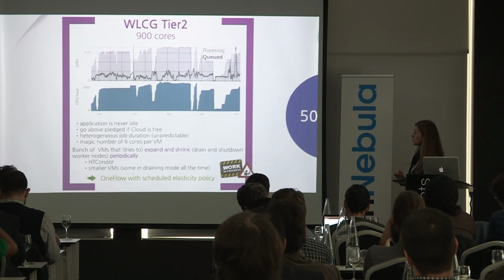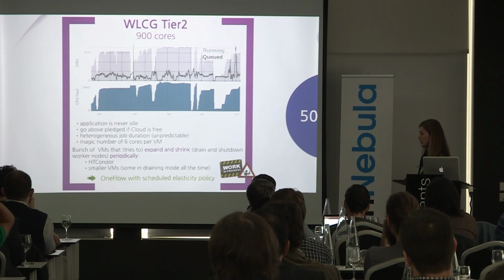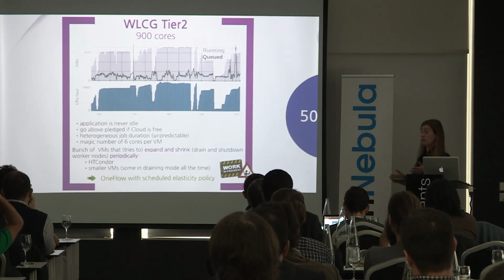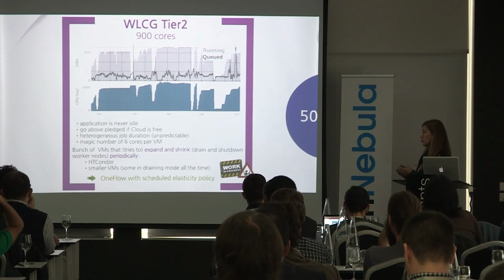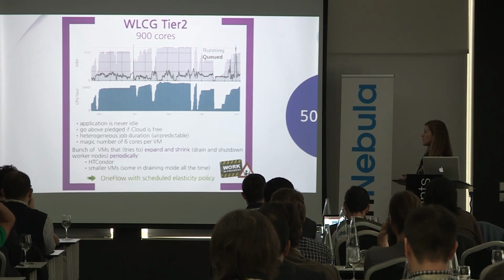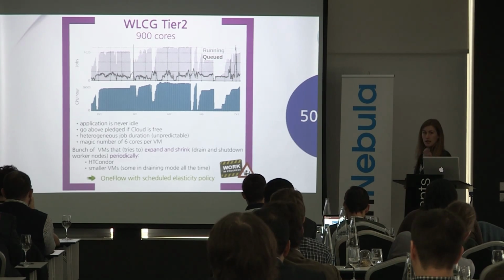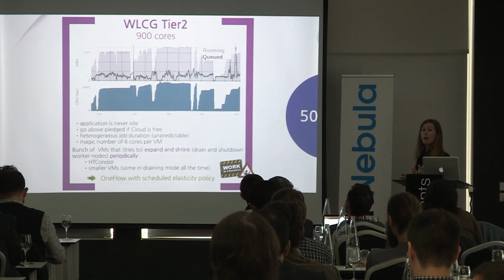So we have chosen a magic number of 6 cores per virtual machine, which is a compromise: not to have too small virtual machines, otherwise it would be inefficient, but also not too big because we need to fit them properly in our hypervisors. The idea, which we haven't implemented yet, is to have a smaller bunch of virtual machines. Smaller really means just 2 or 3 cores, which expands and shrinks periodically.